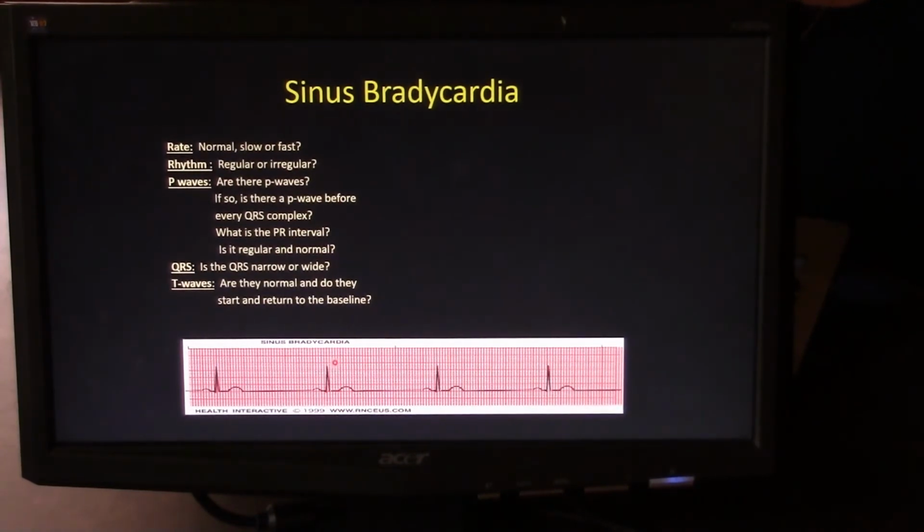Is the QRS complex narrow or wide? It is less than 3 boxes. Here it's 0.06 or thereabouts, so that's narrow. The QT interval here is about 0.44. That would be normal. Everything is normal except the heart rate is lower than 60. We define that as sinus bradycardia.